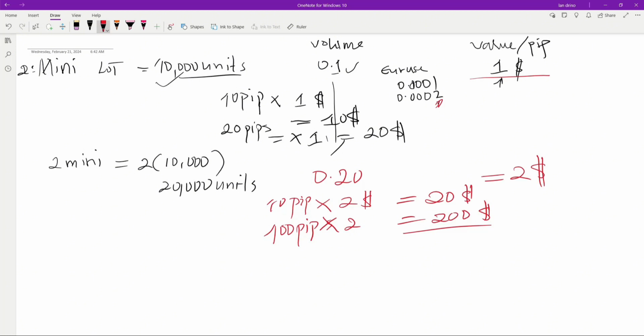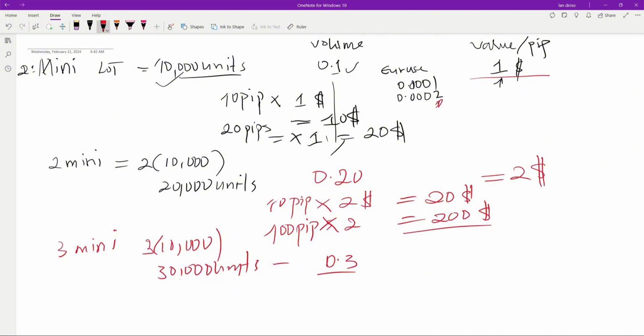Okay, now what if you are controlling 3 mini or 3 mini lots or 3 minis? It's going to be 3 times, what is 1 mini? 10,000 units. So you are going to be controlling 3 times 10,000, which is 30,000 units of base currency. So if the volume for 1 mini is 0.1, what's going to be the volume for 3 minis? 0.3. That's obvious.